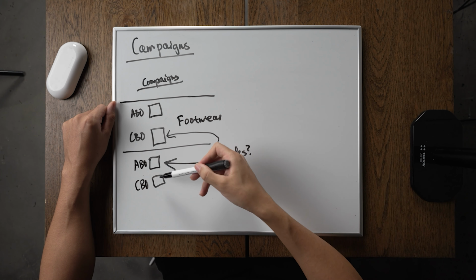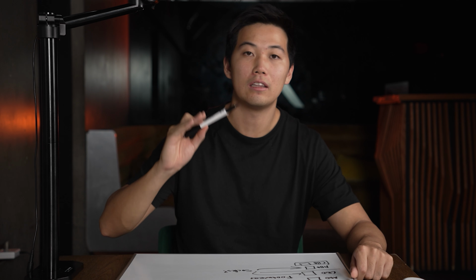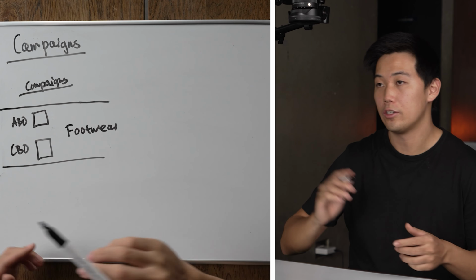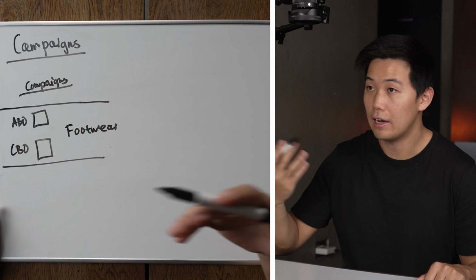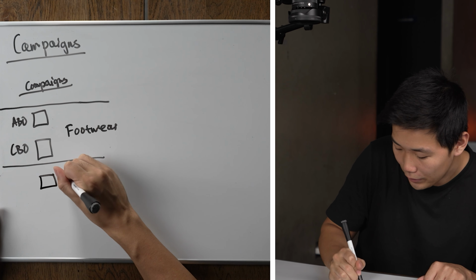Some people will consolidate this, especially if your spend is too low, into just a CBO. However, the overall principle is the least amount of campaigns possible to achieve the actual business objective. For now, I'm going to keep this simple and assume that there's one main category. The other campaigns that you could bolt onto this are incremental attribution.